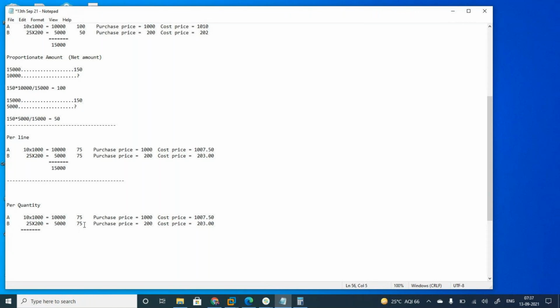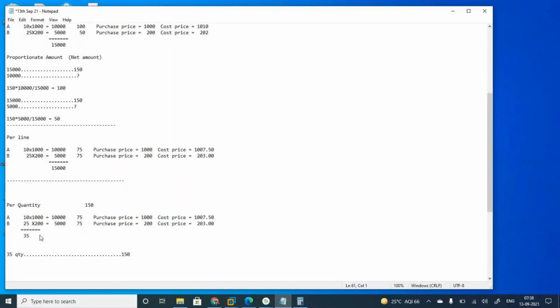How many quantity is available? How many quantity total? 35. For 35 quantity, the total amount is 150. Now for 35 quantity, how much amount? 150.